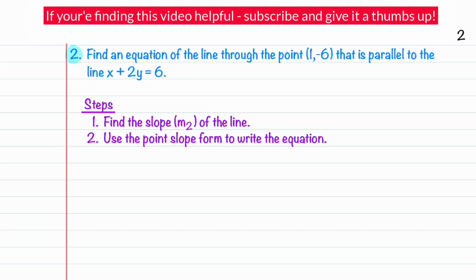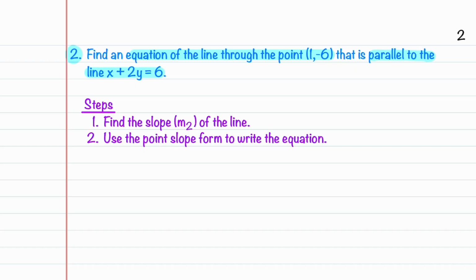We're going to find an equation of the line through the point (1, -6), and this line is going to be parallel to the line x + 2y = 6. I've written down the same steps that we had on the previous page that we can follow.